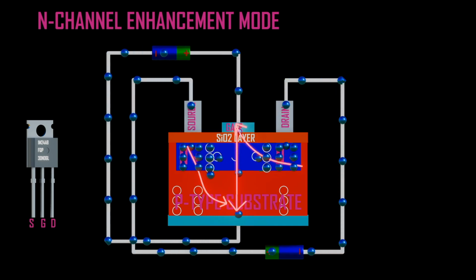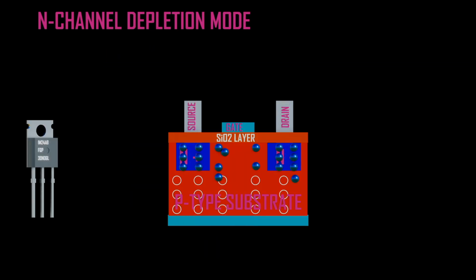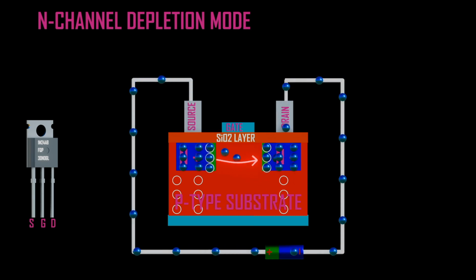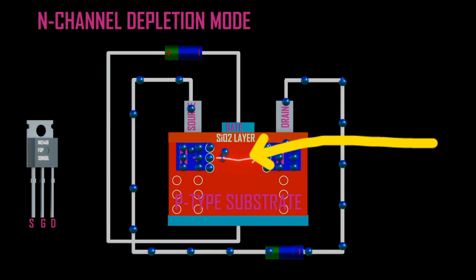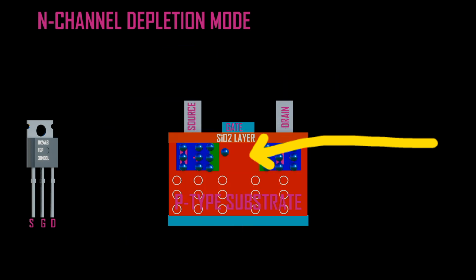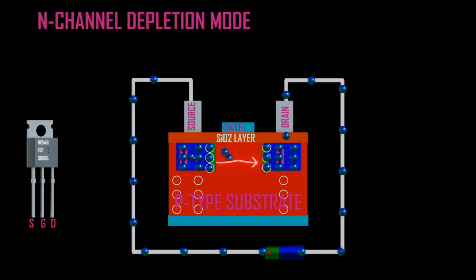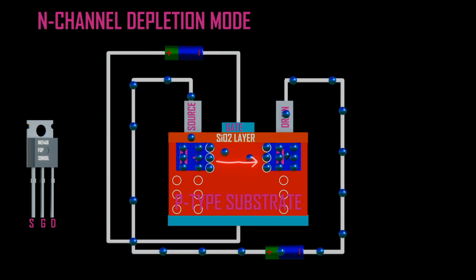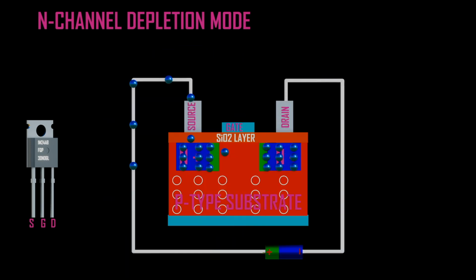But when negative potential is applied at the gate, an electric field is formed such that the holes in the P substrate move towards the gate, and electrons near the gate move towards the base of the MOSFET. This facilitates the reduction in the number of electrons at the channel, hence it is called N-channel depletion mode.